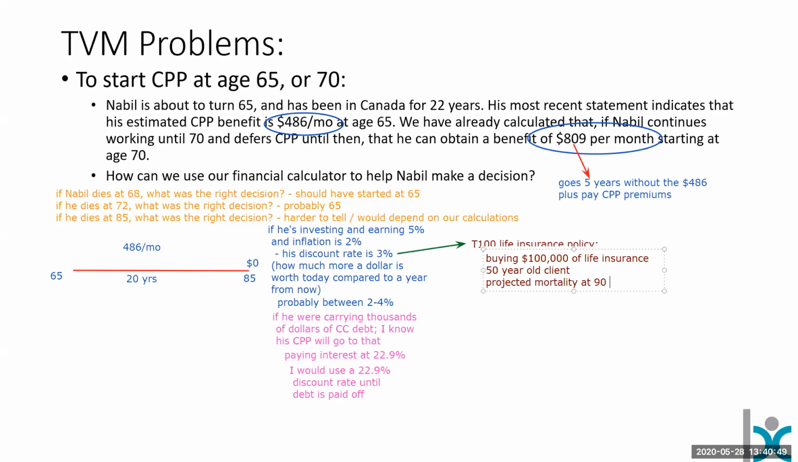So I've got projected mortality at 90. Is this client, so that's 40 years, right? So if we do $100,000 divided by 40 years, that'd be $2,500 a year. Will the premiums be more or less than $2,500 a year?